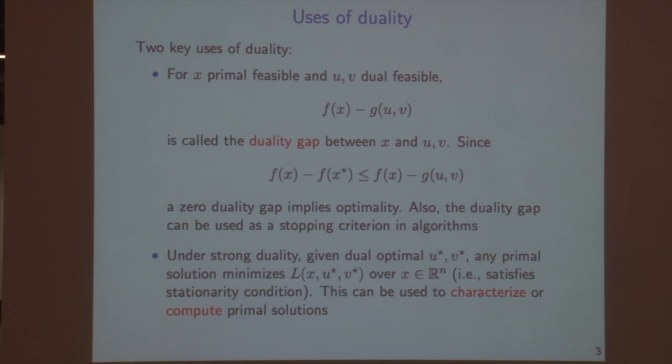That comes because g of u, v always forms a lower bound on the primal optimal value f star. So if we subtract off f star from f, that's going to be no bigger than the difference between f of x and g of u, v. And the analogous argument applies to g. In that case it would be g star minus g of u, v, because we're trying to maximize the dual problem.